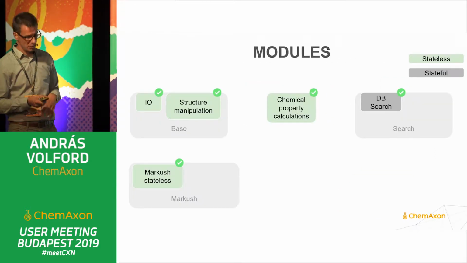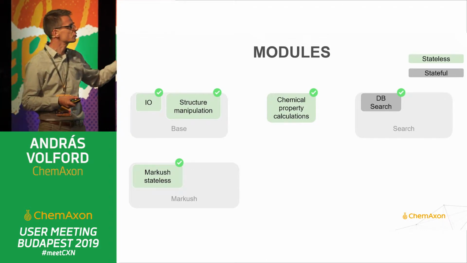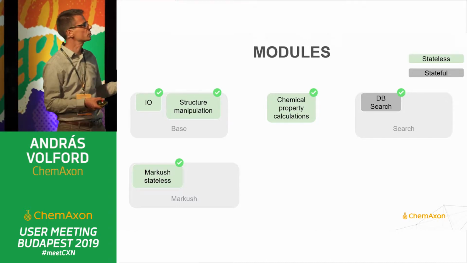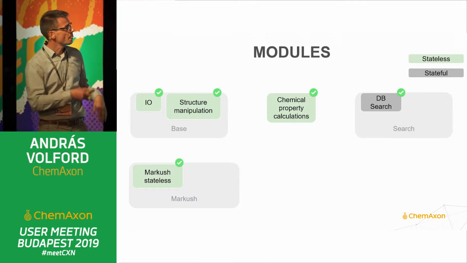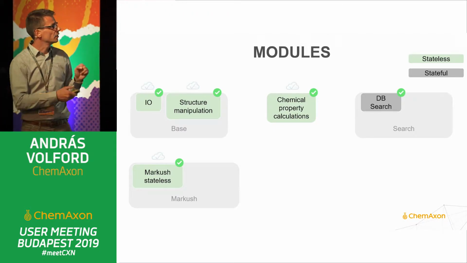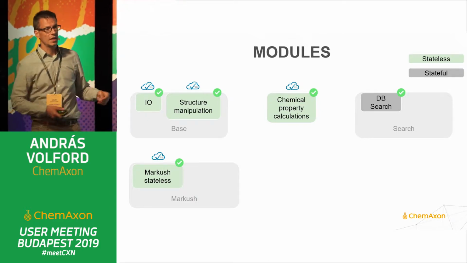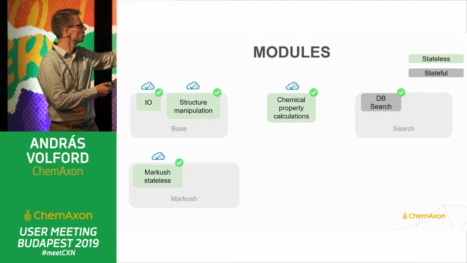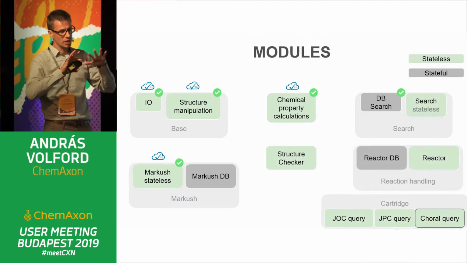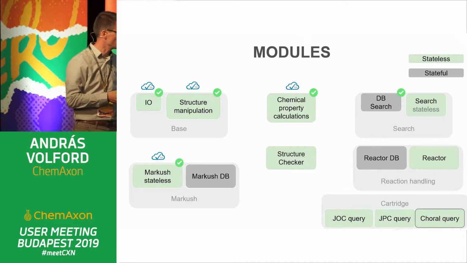These are the currently available modules. These are the small microservice modules: IO, structure manipulation, chemical property calculation, Markush stateless, which is the Markush enumeration, and DB search. You can see that we have stateless and stateful modules as well. We are currently working on the highly available DB search module, and if we have that, that's also going to be cloud ready. In the plans, we would also like to cover all the monolithic service functionality.